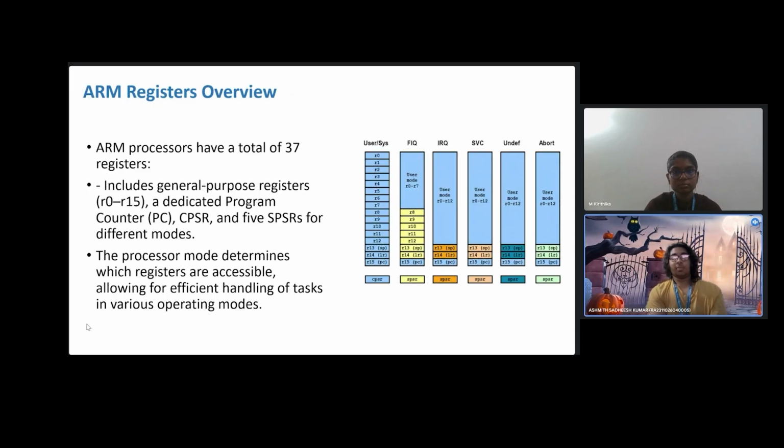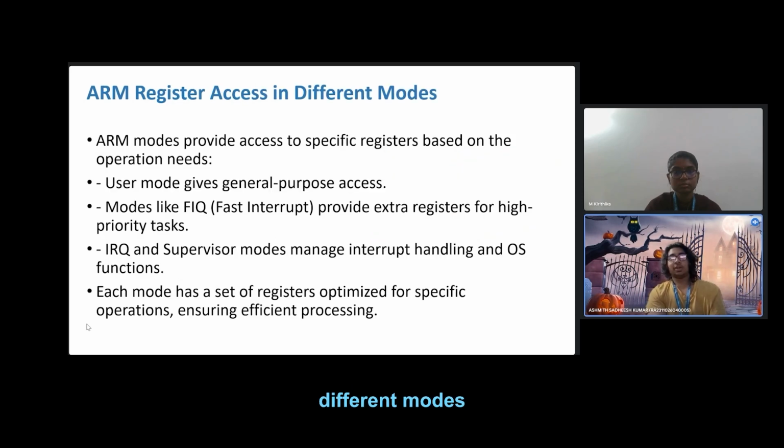So, all ARM processors have 37 registers categorized for different purposes. Different components of the register set include general purpose registers, which are R0 to R15, a dedicated program counter, PC, CPSR, and 5 SPSRs for various modes. The processor mode determines which registers are accessible, allowing for efficient handling of tasks in various operating modes. ARM supports different modes to prioritize certain registers depending on operation needs.